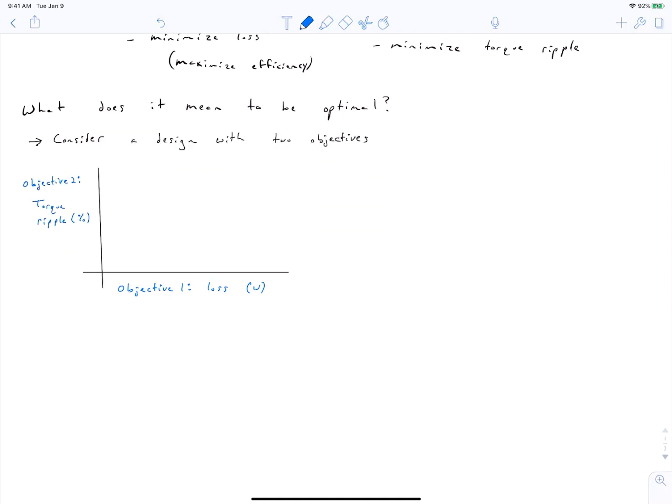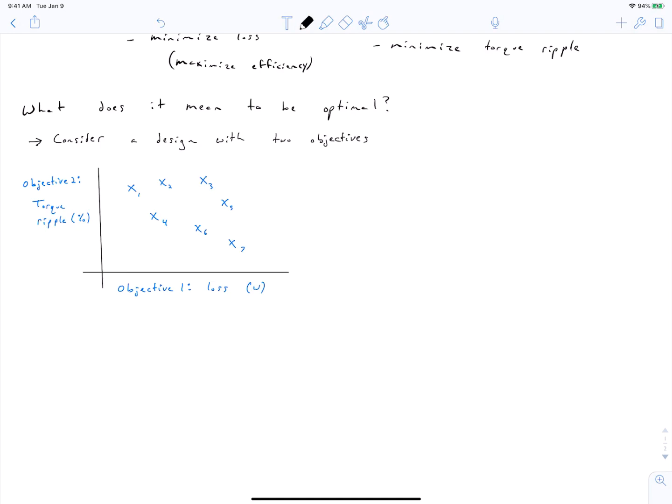Suppose that we're considering several different motor designs that we have evaluated. Somehow we've evaluated them. Perhaps we've used finite element analysis and calculated the losses in the designs and the torque ripple. We can now plot the loss of each design versus the torque ripple of each design on this graph. I'm going to indicate each design as being an X, and I'll put a number on the X's so we can talk about specific designs. So I've labeled 7 designs on here. Remember, each of these X's is a specific design's loss and torque ripple.